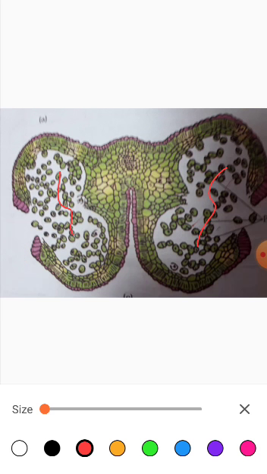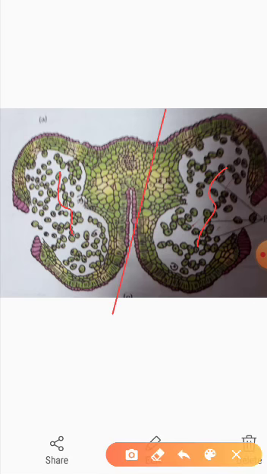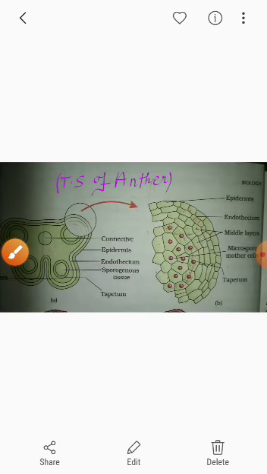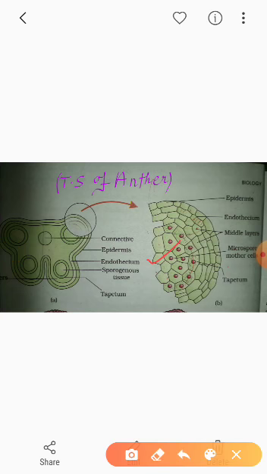Now the next important topic is microsporogenesis. So students, what happens when the anther matures? The microspore mother cells, these cells which are compactly arranged, undergo meiosis, which is reductional division, and result in the formation of a tetrad or 4 haploid nuclei. These microspore mother cells are also known as meiocytes.